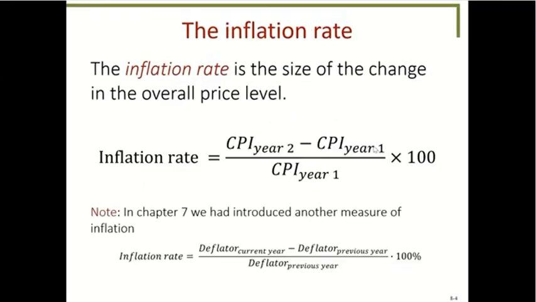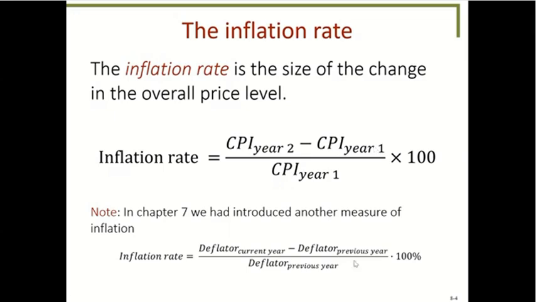Both of these indexes can be used to calculate inflation rate. To find this, you just divide the current minus previous year of CPI or deflator by the CPI or deflator of the current year, and then multiply by 100.